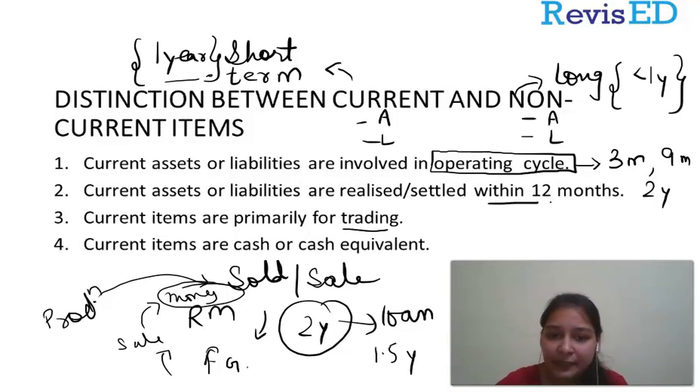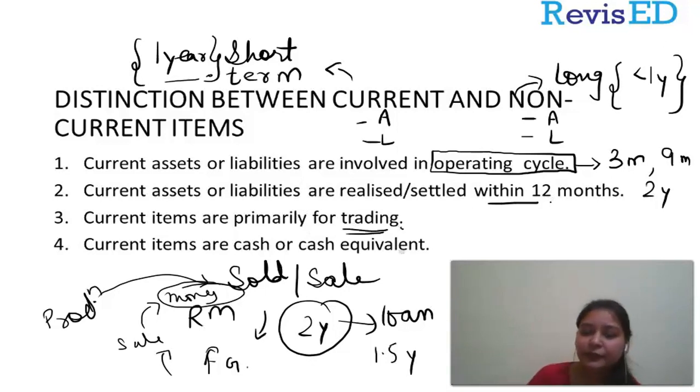After that, they are primarily for trading purposes, and they are easily converted into cash. Current items can be easily converted into cash. Non-current items are difficult to convert into cash. Let's say a machine. A machine is a non-current asset. We cannot convert it into cash sooner. But stock is a current asset. We can convert it into cash more easily than a machine. Okay, so this is the difference between current and non-current.